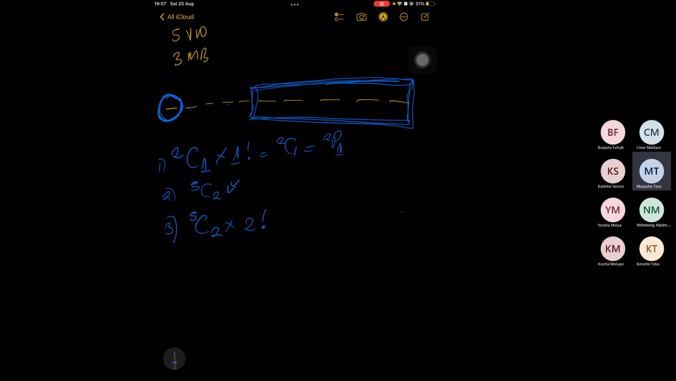So the moment we arrange these in 2 factorial, the moment we arrange these, sorry, can I just silence this?